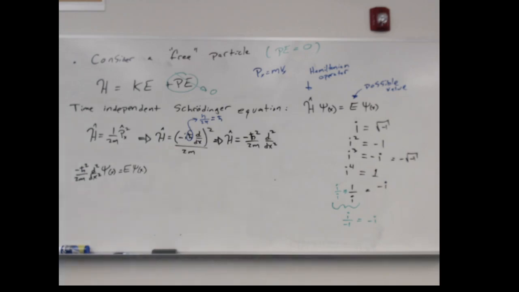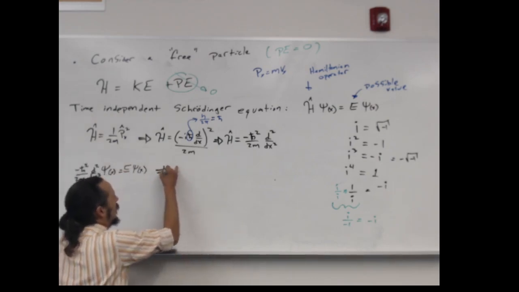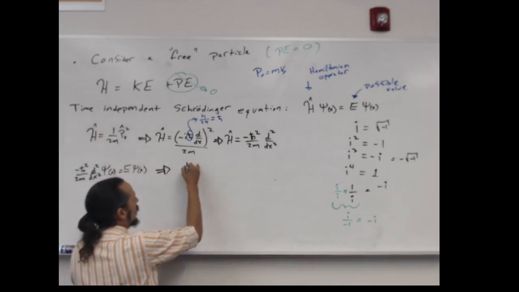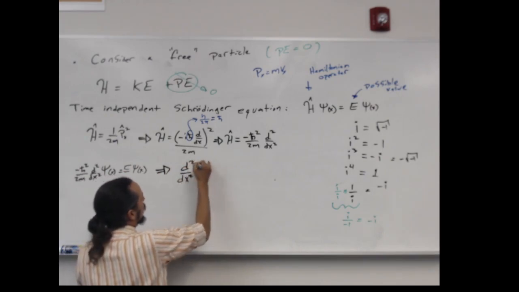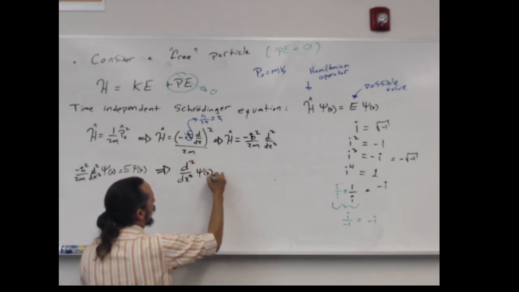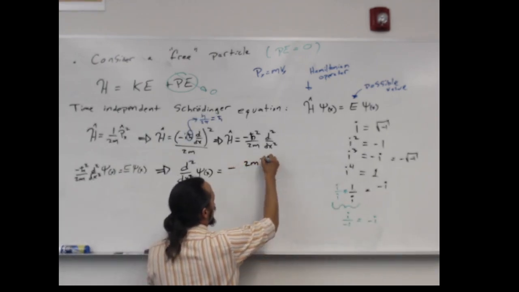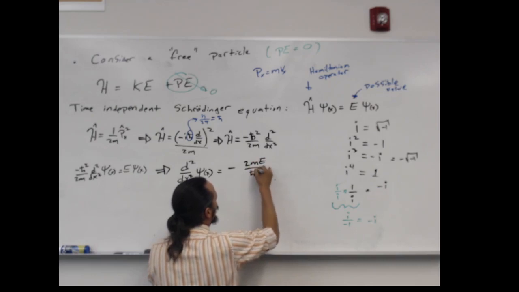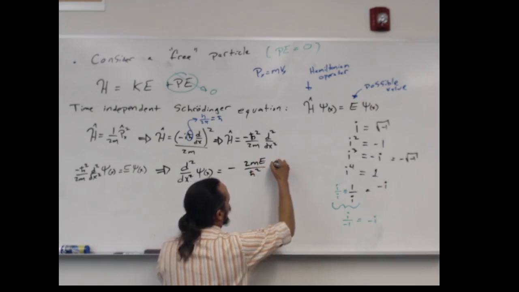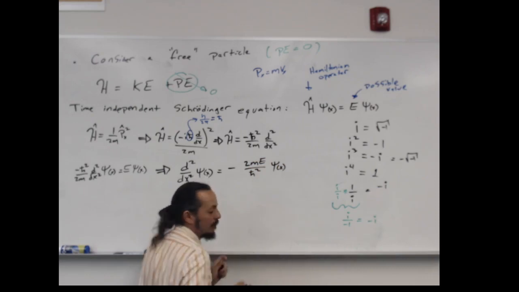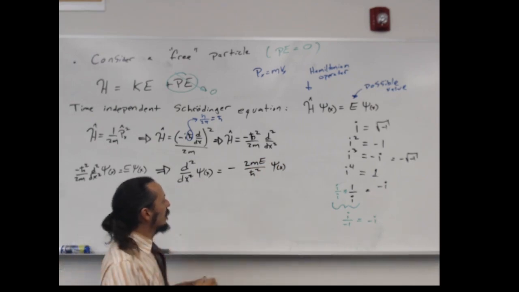Okay, great. So I'm going to rearrange things a little bit to try and make this look like a problem we've seen before. I'm going to multiply by 2m, divide by negative h-bar squared, and rewrite this so I've got d by dx squared of psi of x is equal to negative 2mE over h-bar squared, psi of x. Then I'm going to do one more thing.